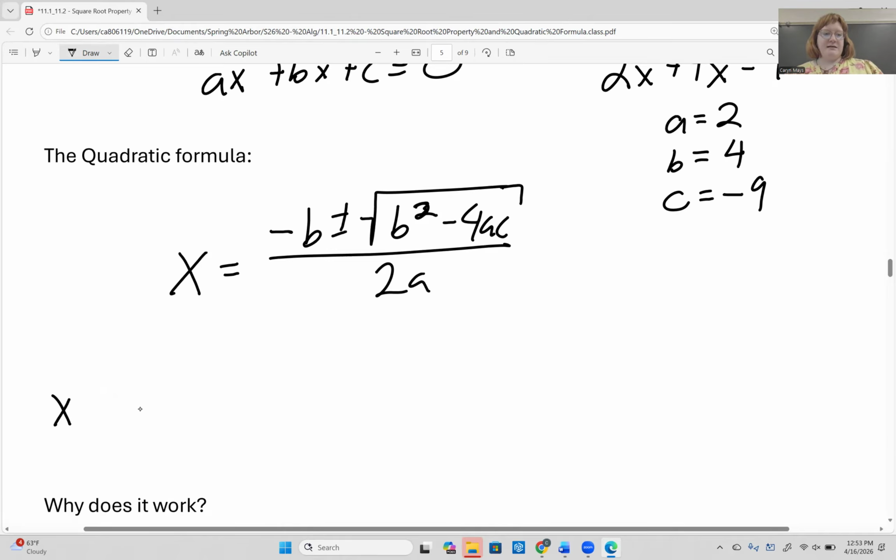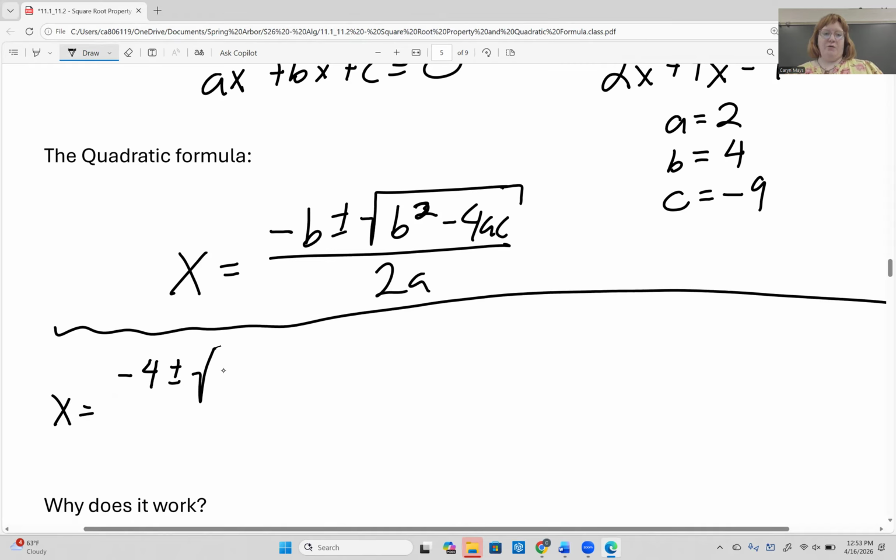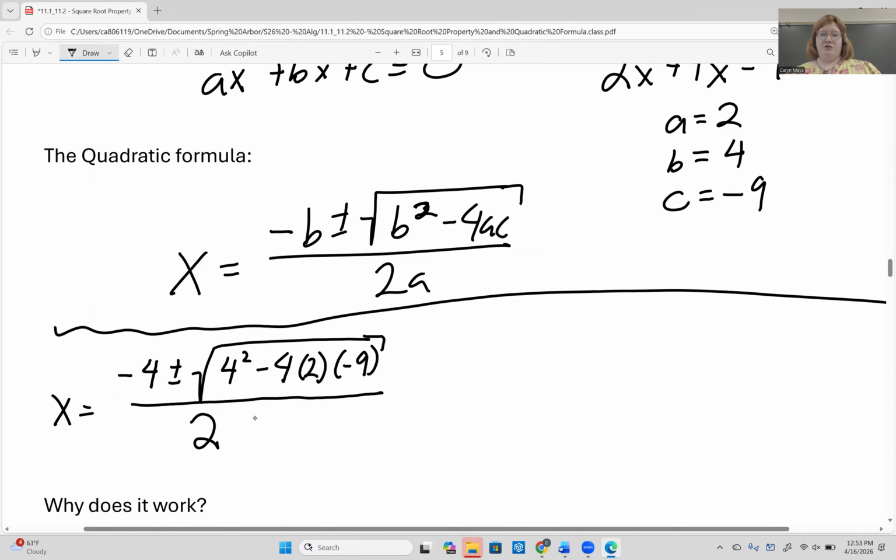And we'd have x equals negative b, which would be -4, plus or minus the square root of b squared minus 4ac, all over 2a. That would be what plugging into the quadratic would look like, and then we could simplify this down.